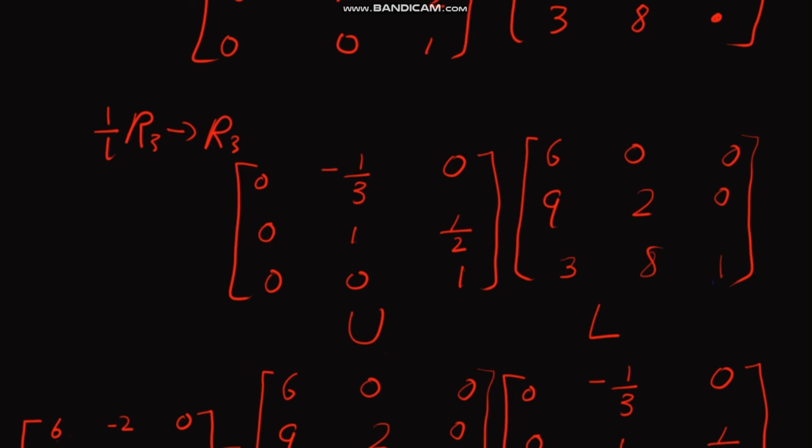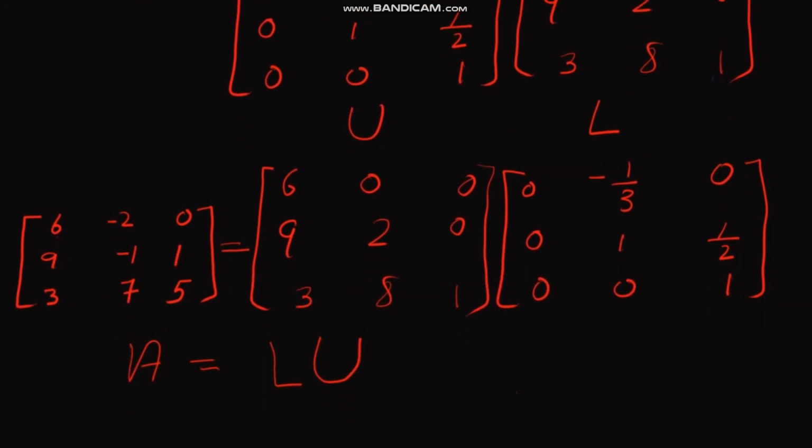So in the end, we have this upper triangular matrix, and this is the lower triangular matrix. So we got this LU decomposition. This is A, and first of all we have to write L, then U. So this is the LU decomposition, and this was the process to find the LU decomposition. I hope you have got it cleared.